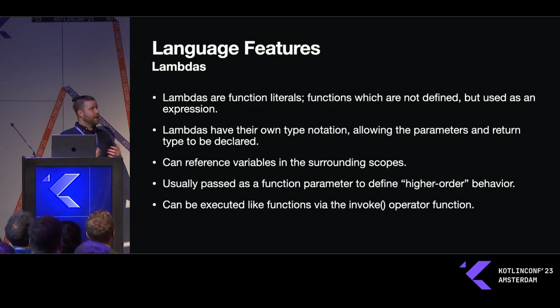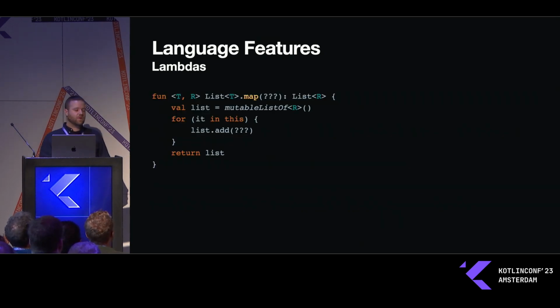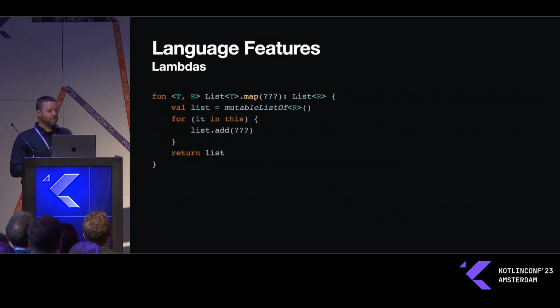And then lambdas themselves can just be executed as if they were functions, but you need to use the invoke operator function that exists on the lambda type. So let's take a look at an example of a standard library function called map. This is pretty simple from what the function itself does.